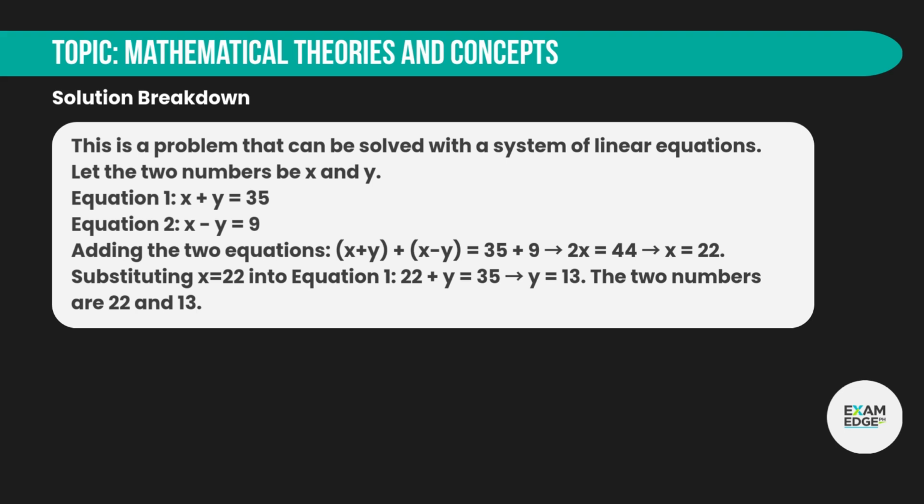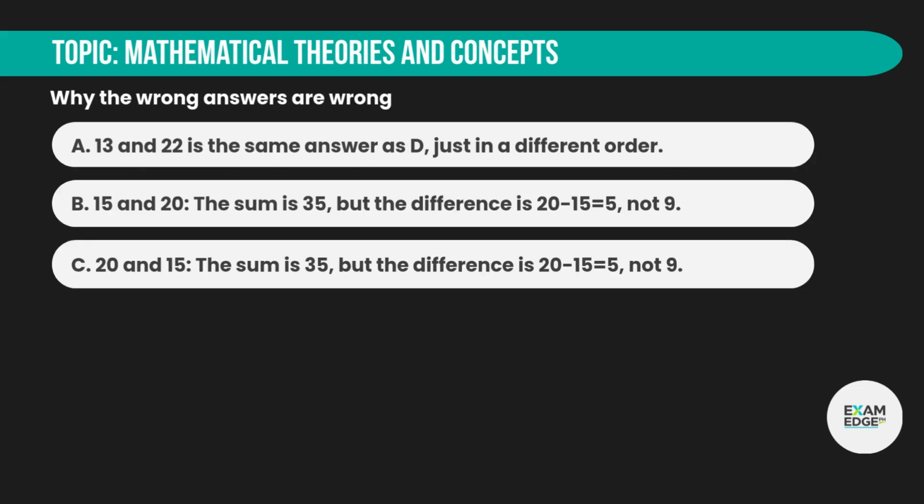Then, 2x equals 44. Then, x equals 22. Substituting x equals 22 into equation 1: 22 plus y equals 35, then y equals 13. The two numbers are 22 and 13. Why the wrong answers are wrong.